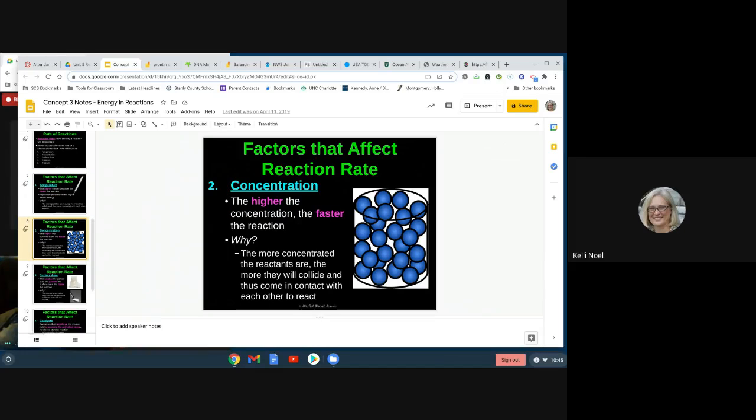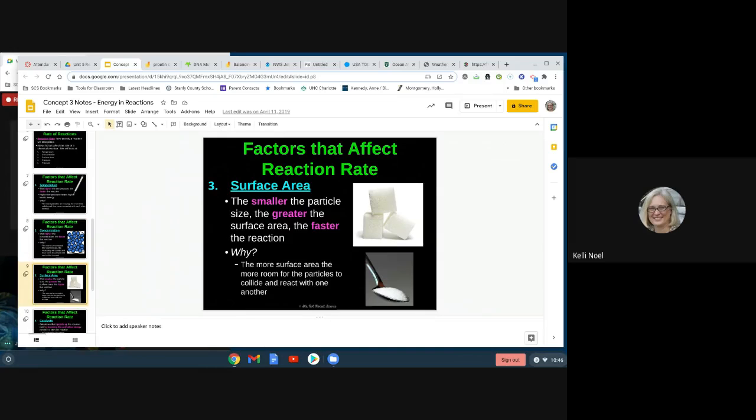Concentration, that means how much of the different substances. So, how much of the reactants are there? So, the more you have, the more chances that they'll come in contact with each other, the faster the reaction will work. So, the higher the concentration, the faster the reaction.